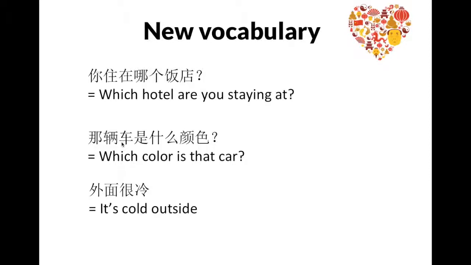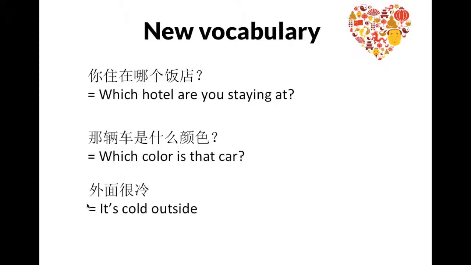那辆车是什么颜色? 那 that 辆 measure word 车 car or vehicle, as we say. 是 to be 什么 which 颜色 color. So that car is what color? So which color is that car?